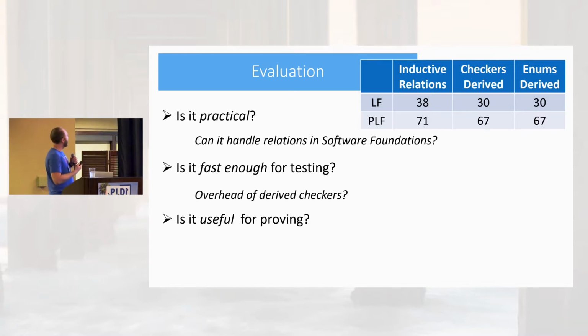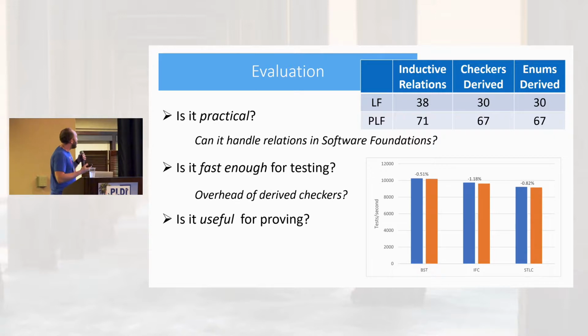Is it fast enough? Well, we wanted to check if we could use these derived checkers to check the benchmarks that exist in QuickChick. And the overhead is minimal, right? For a lot of inductive relations, the only price you pay is a couple of matches and a couple of binds, which amounts to less than 2% if you're actually using them for testing.